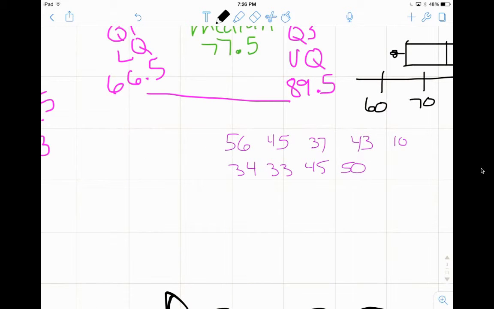The next one, putting it in order from least to greatest, is a 10, a 33, 34, 37, 43, 45, 45, 50, and 56.